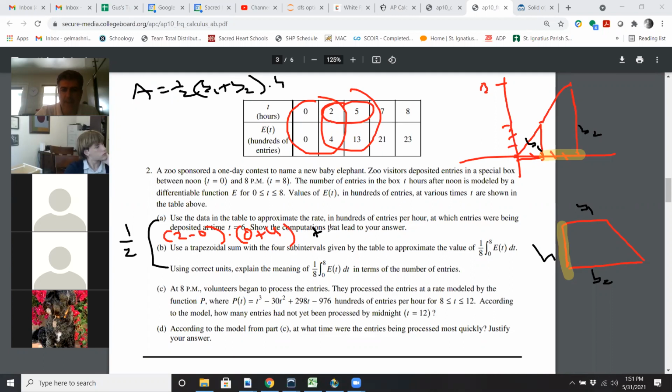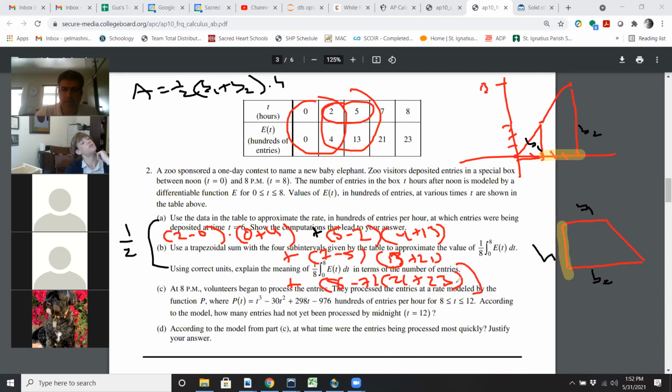You take the width of that subinterval and add the y coordinates, 4 and 13. And you keep going until you've exhausted all the subintervals. 13 plus 21. And lastly, 8 minus 7, 21 plus 23.